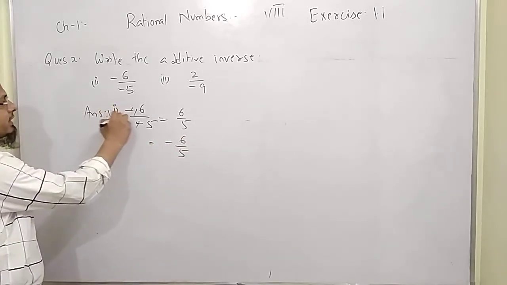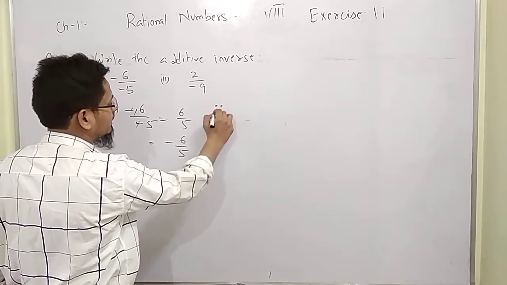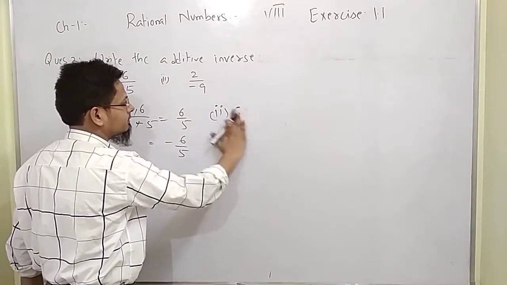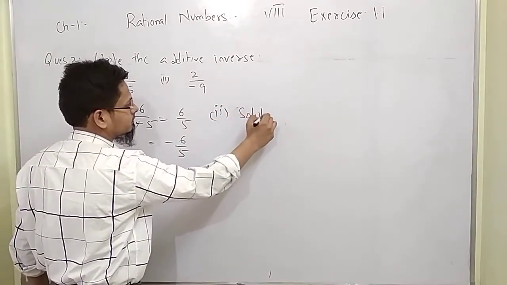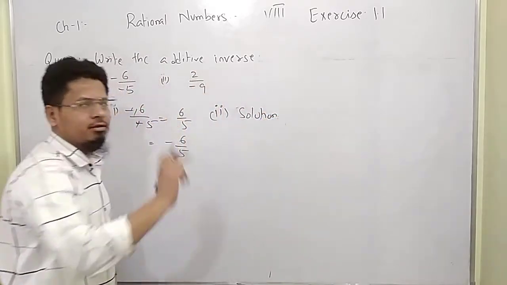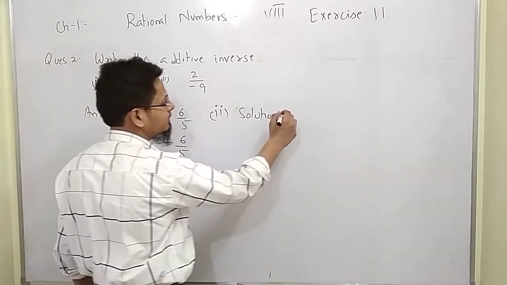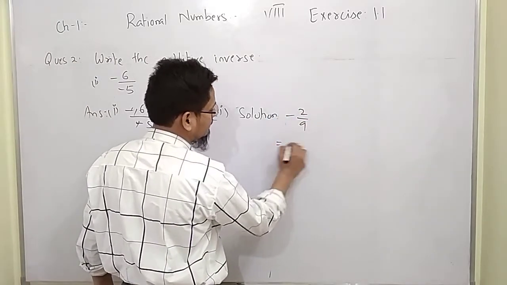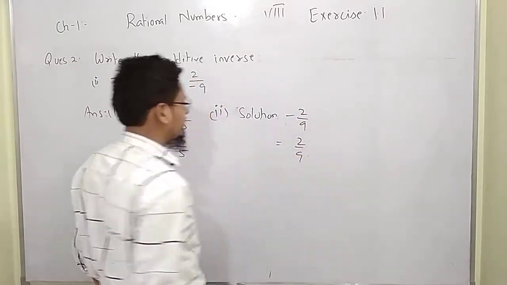First answer. Second, you just change the number. The solution is 2 upon minus 9. That will be equal to minus 2 by 9. So the additive inverse will be 2 upon 9. That is the answer, right? Write it in.